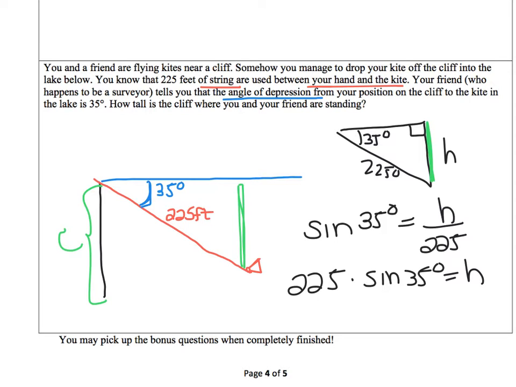So I'm just going to crunch that out. But what I have to do is remember that my calculator is in radians. So we have to input that degree symbol by going to the second angle menu in order to do this problem. So I have sine of 35 times 225 gives me a height of 129.05469 feet.